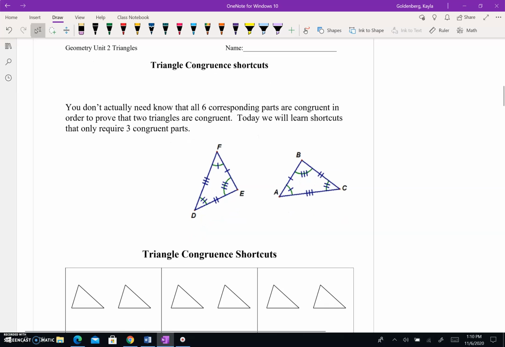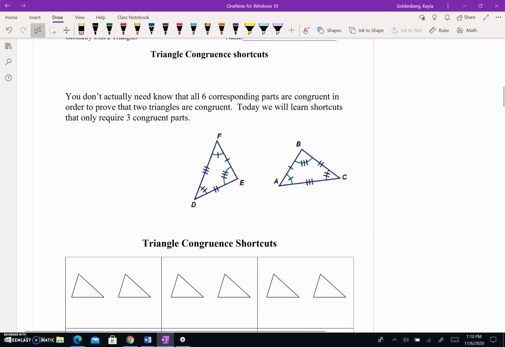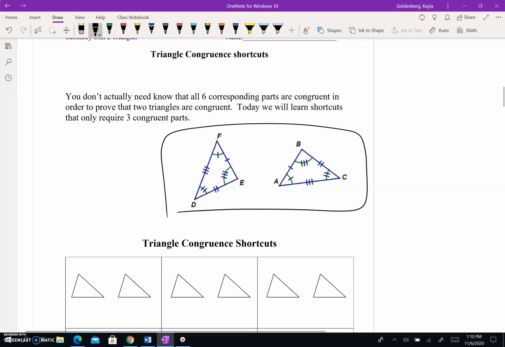So, triangle congruence shortcuts. If we look at the picture below, you don't actually need to know that all 3 pairs of sides are equal and all 3 pairs of angles are equal, right? That's what it's referring to with all 6 corresponding parts, your 3 side pairs and 3 angle pairs. So we actually don't need to know all of those facts. And so there are some shortcuts that only need 3 different things.